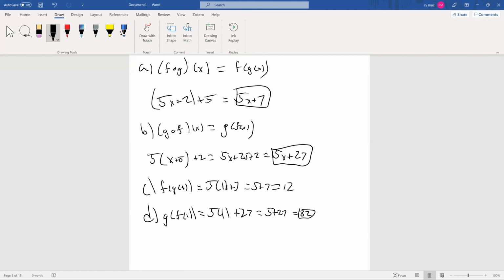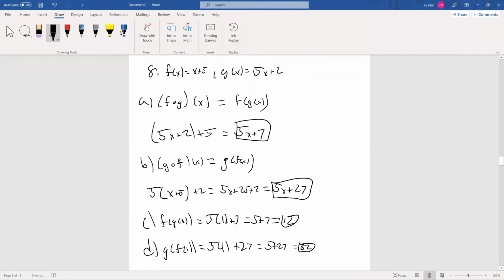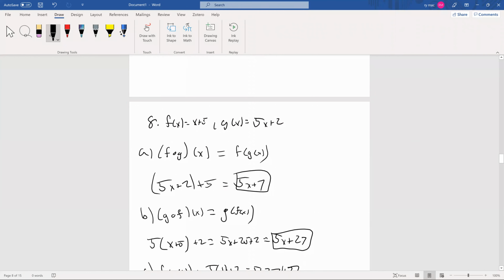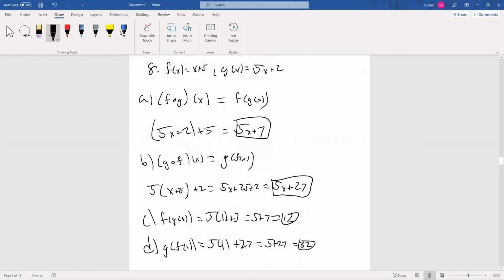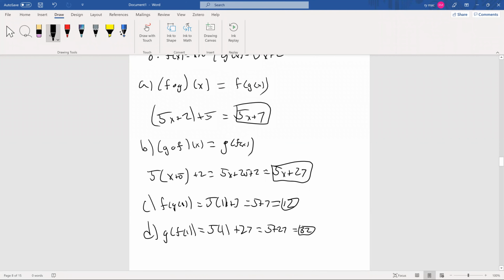One way that you could check to make sure that your f of g of x and your g of f of x are correct is doing this method, plugging into your original function. So like, take for example C, we had f of g of 1. So taking our function, we got it equal to 12. If you go back to your original, if you plug in 1 for g of x first, you get 5 plus 2 equals 7. And then plugging that 7 into f of x, we get 7 plus 5 is also equal to 12. So that shows that we did actually do it correctly for f of g of x. And then I'm assuming also as well for g of f of x.